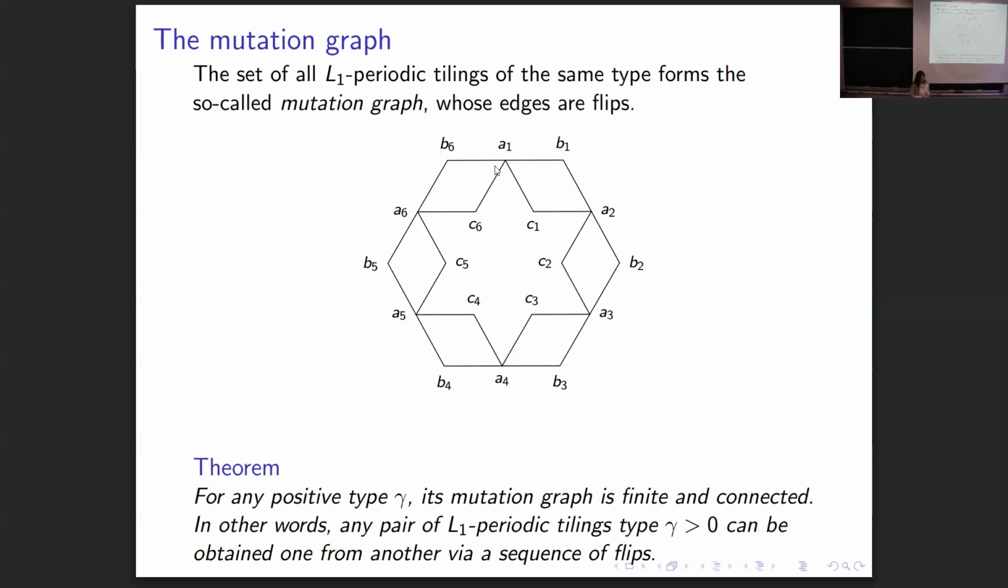So now comes the theorem. Another theorem from this paper that we wrote. It says if your gamma is positive, then the mutation graph is finite and connected. In other words, any pair of L1 periodic tilings with a positive type can be obtained one from another by a sequence of flips, right? And then it also tells you how to find them all, right? Because, for example, we know one tiling from this theorem that proves existence, right?